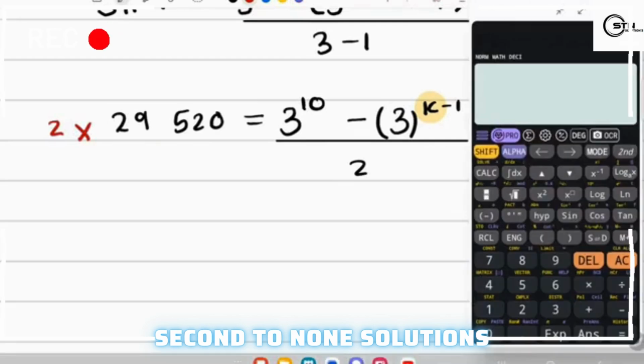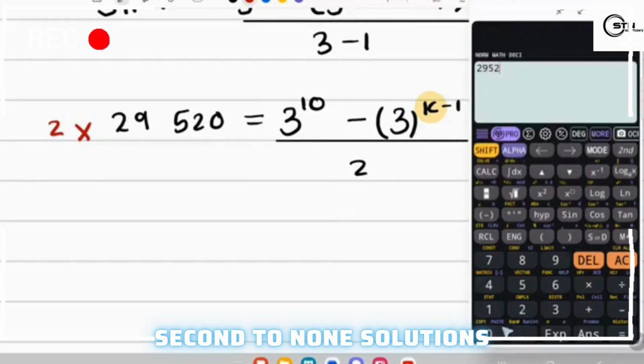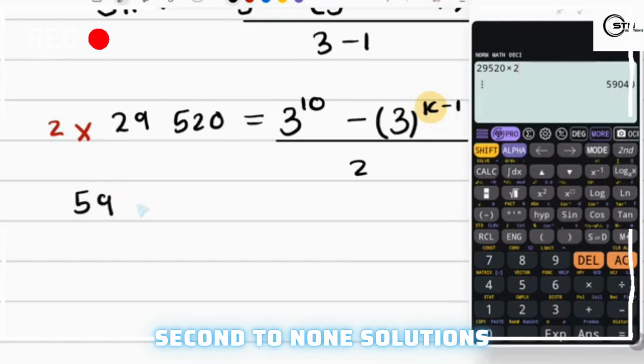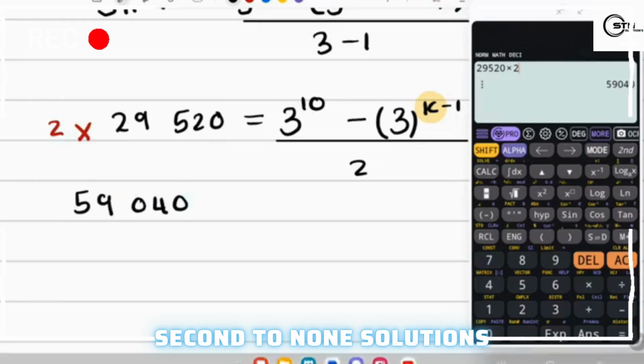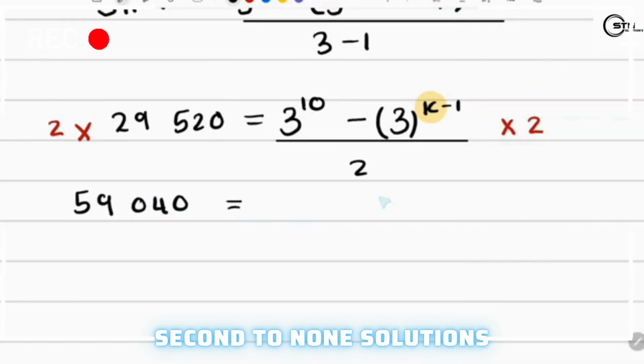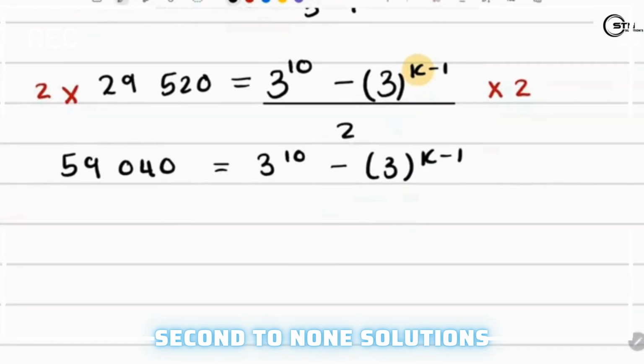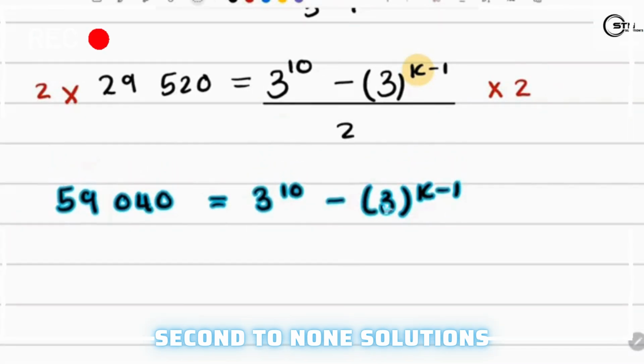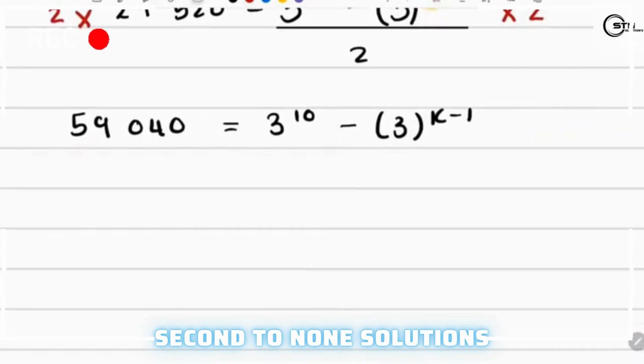So what do we have when we say 29,520 multiplied by 2? That gives us 59,040. Okay, and then we have is equal to, and this is 3 to the power of 10 minus 3 to the power of k minus 1. Okay, so this is what we have so far. Let's keep going. Now, what do we have to do next? Well, the thing is, I see that this is negative, and I don't like the thing being negative when it includes the variable we're looking for. So what I'm going to do is I'm going to take that over.